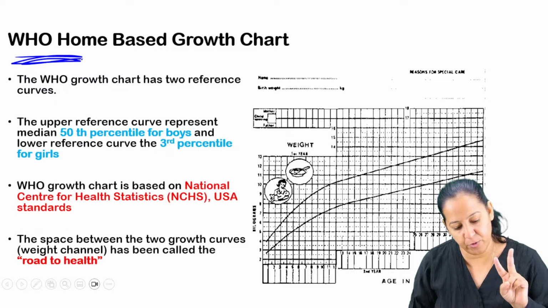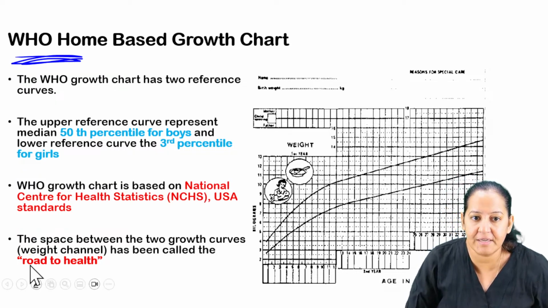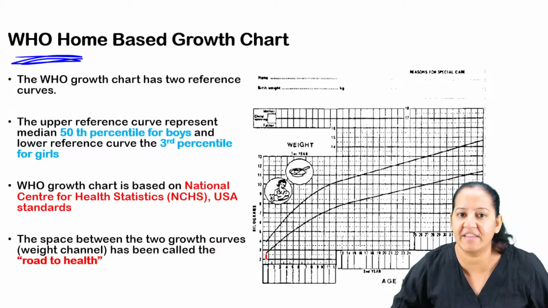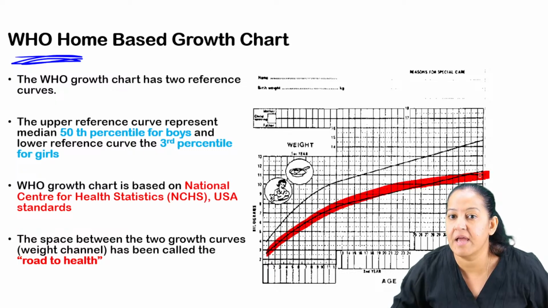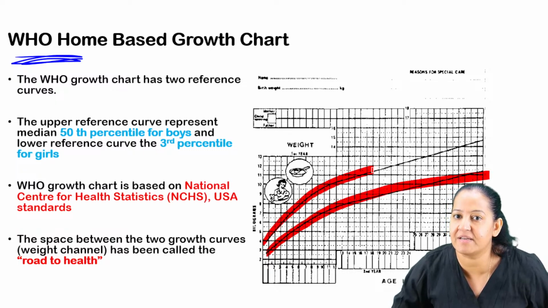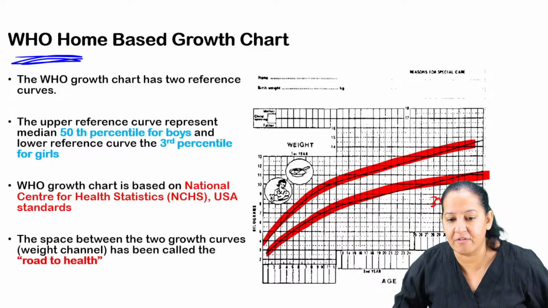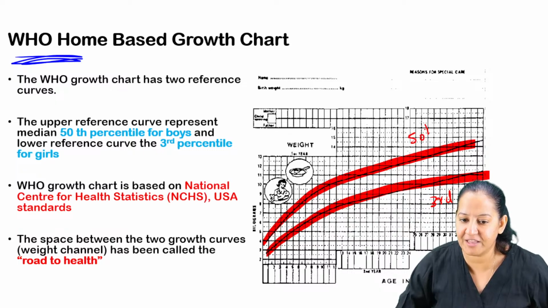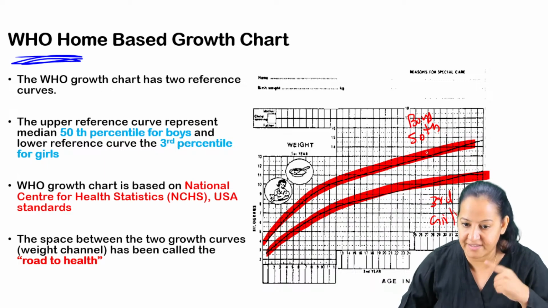In the WHO growth chart we have only two lines. Can you see the two lines here? The lower and the upper. Here the lower reference is the 3rd percentile for the girls and the upper is the 50th percentile for the boys. Please learn. So this is the 3rd percentile for girls and this is the 50th percentile for boys. So please learn the lower and the upper reference.